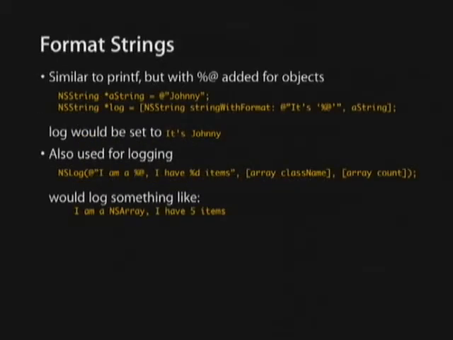Format strings. Here's a method on NSString called stringWithFormat. Again, this looks a lot like the printf format. You use %f if you want a float. You use %i if you want an integer, or %d, sorry. You use %@ if you want the object's description. In this case, we've assigned the NSString Johnny to that variable, and then we've printed it out, and it actually prints out the string. Same sort of thing in logging. This one's the class, this one's the object, this one's the integer, and that's what it prints.